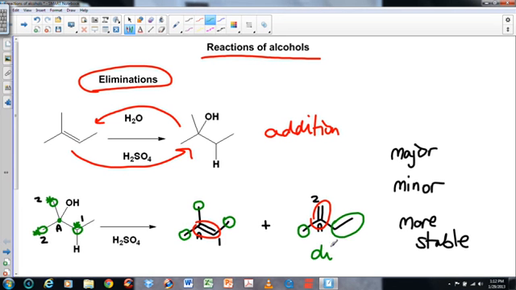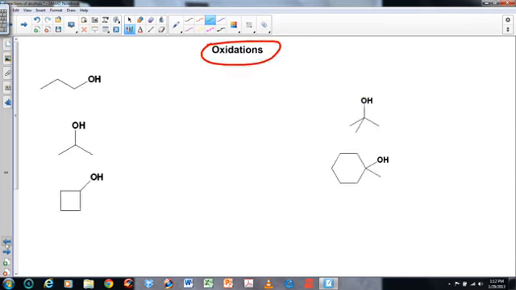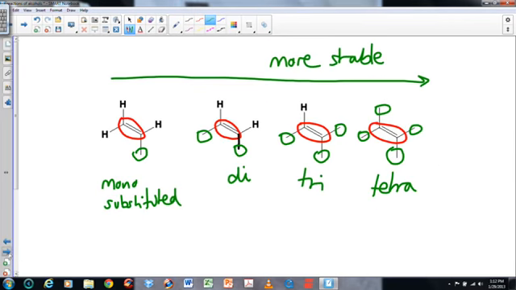So therefore this is di-substituted, this is tri-substituted, and this guy, because it's got more substituents, will be the major product. This would be the minor. Alright, so you're always looking for the more stable alkene as the major product. Alright, so that's alkene, that's alcohol eliminations.